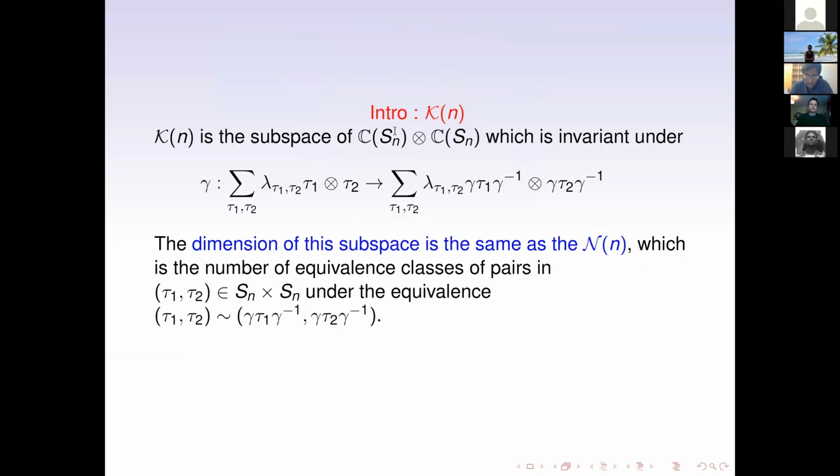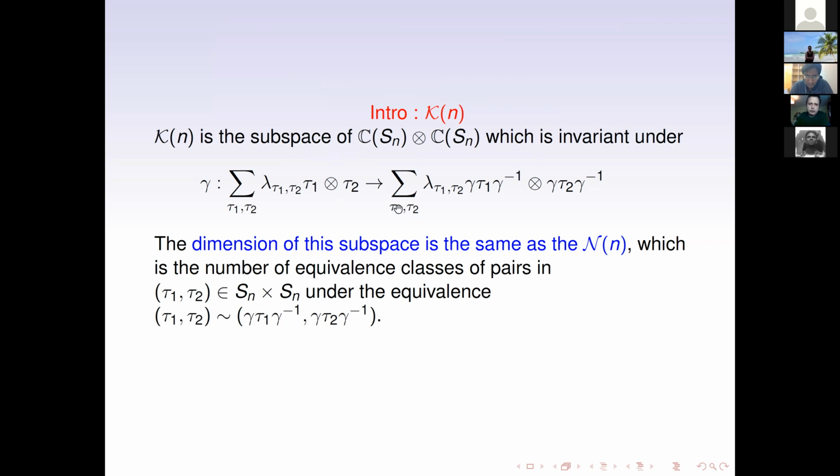Great. So what is K of N? I said I want to talk about this algebra K of N. So this algebra K of N is directly related to these ribbon graphs. Essentially, this is a subspace of the group algebra of C of Sn tensor C of Sn. So things here look like linear combinations of pairs of permutations. And then I have this equivalence of conjugation of both permutations. So if I look for linear combinations which are invariant under that diagonal conjugation, I will get a subspace.